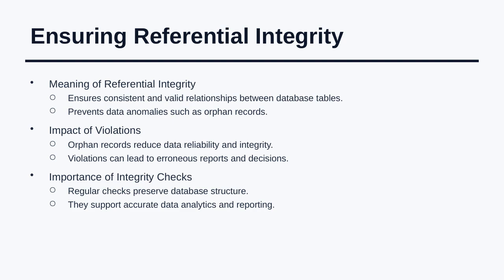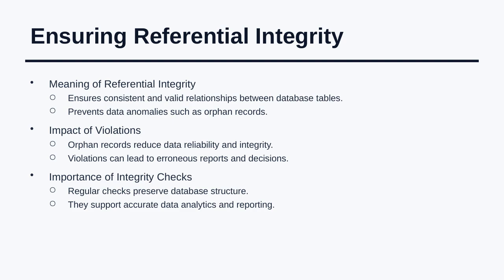Referential integrity is all about keeping the relationships between tables in a database consistent and accurate. When this integrity is maintained, it prevents problems like orphan records, which happen when a record in one table points to a missing or non-existent record in another. These orphan records can seriously undermine the trustworthiness of your data, leading to incorrect reports and poor decisions.